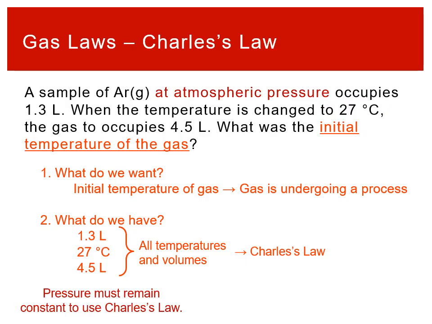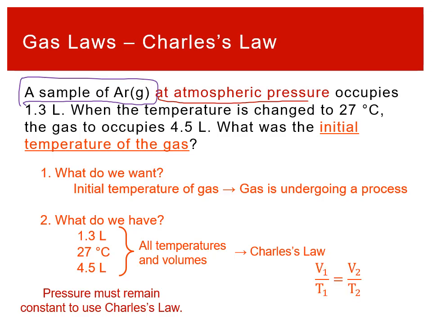If we're going to use Charles's law, one thing we need is that the pressure has to remain constant. Thankfully, we are told that this is a process at atmospheric pressure. We are also told that it is a sample of argon gas. That implies that the number of moles is also constant. Whenever you're dealing with a sample, you're not changing how many molecules are in the sample, and that's an important part of being able to apply Charles's law.